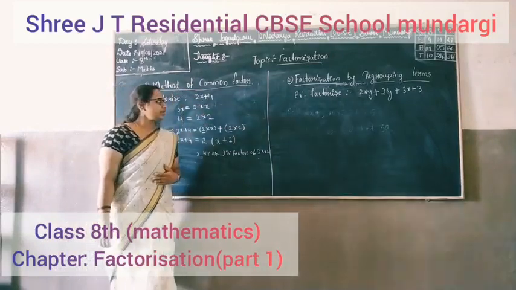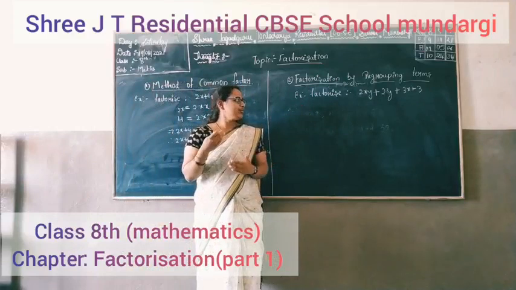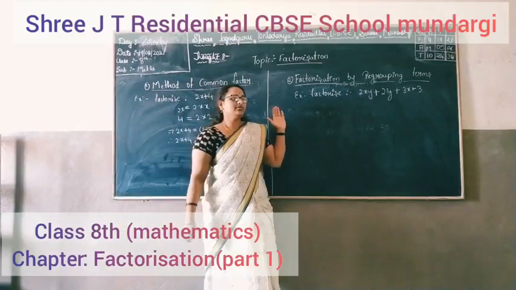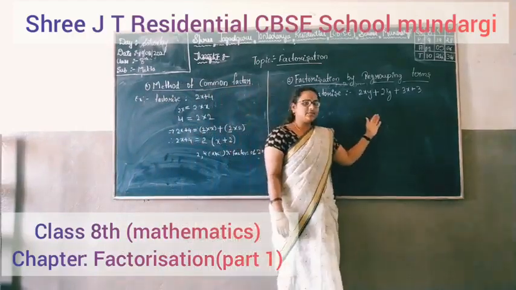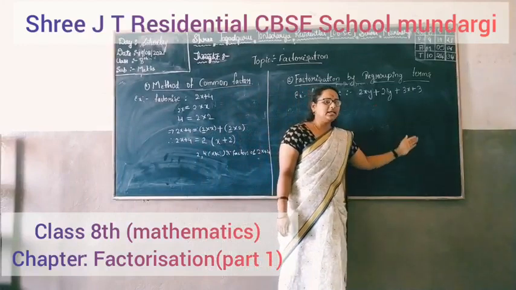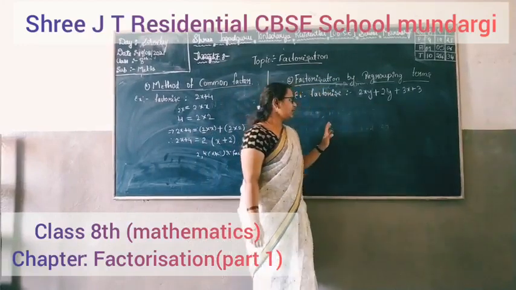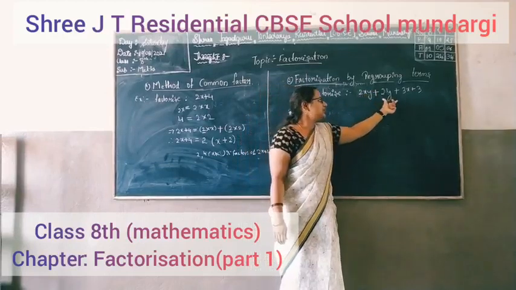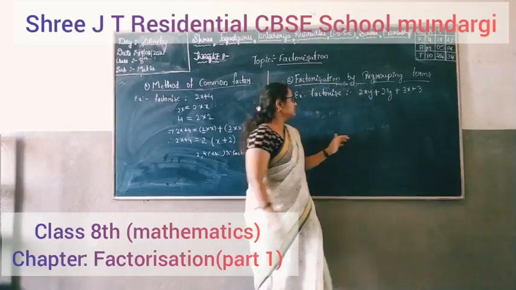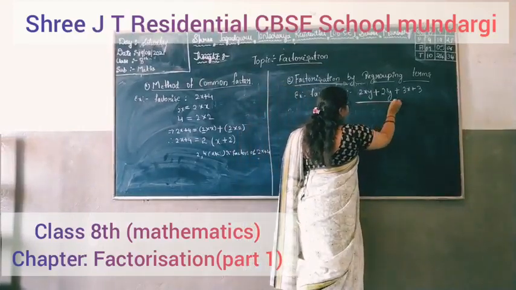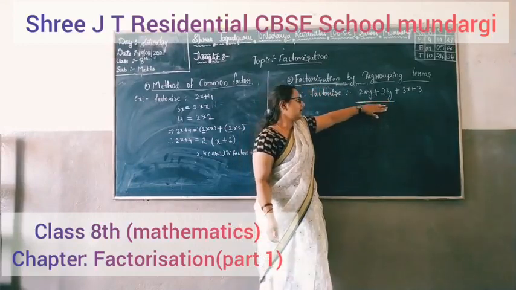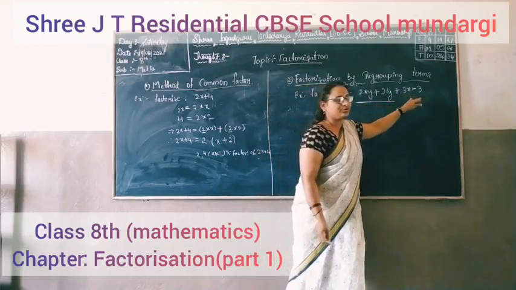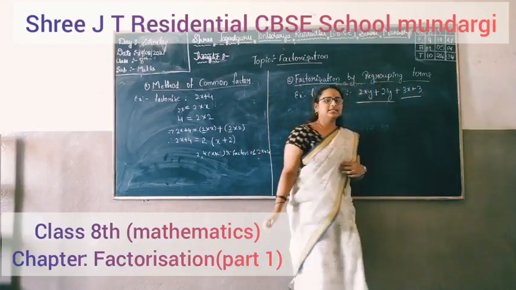So next go to the second method, factorization by regrouping terms. So what is regrouping? How to do regrouping? Suppose for example I will write 2xy plus 2y plus 3x plus 3. See here carefully. First we have to see the first two terms, 2xy plus 2y. So it is similar. I am arranging 2xy plus 2y as one group. Okay, so the second group I will make is 3x plus 3. It is the second group.